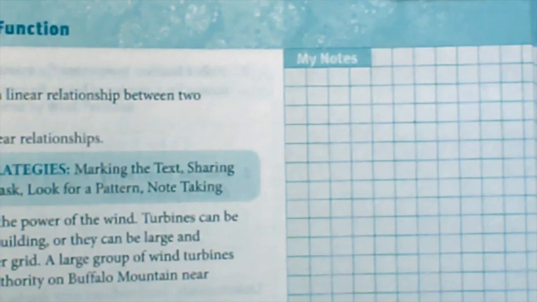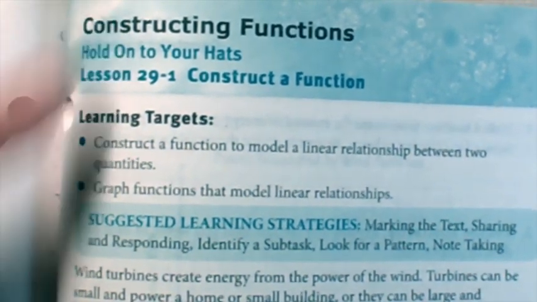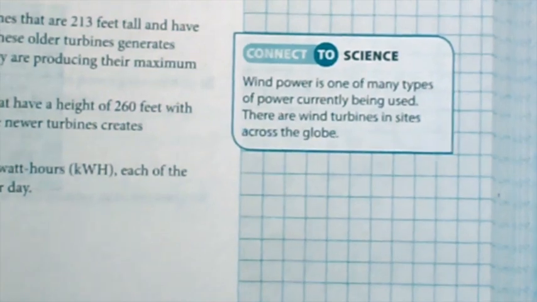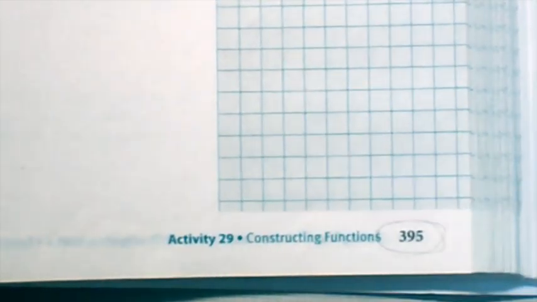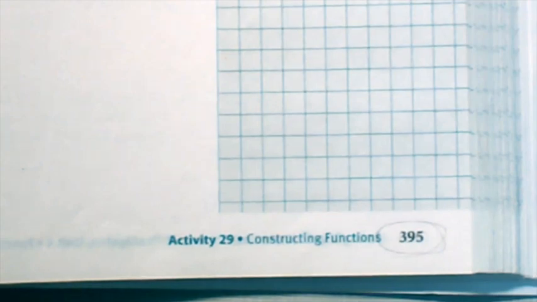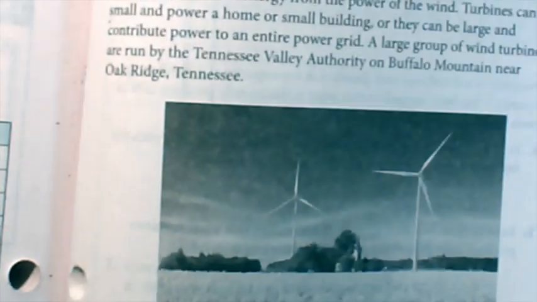Hello, class. All right, today we're going to be doing activity 29, constructing functions, and that is on page 395. So please get out your book, open it to page 395. While you're doing that, I'll read you a story.